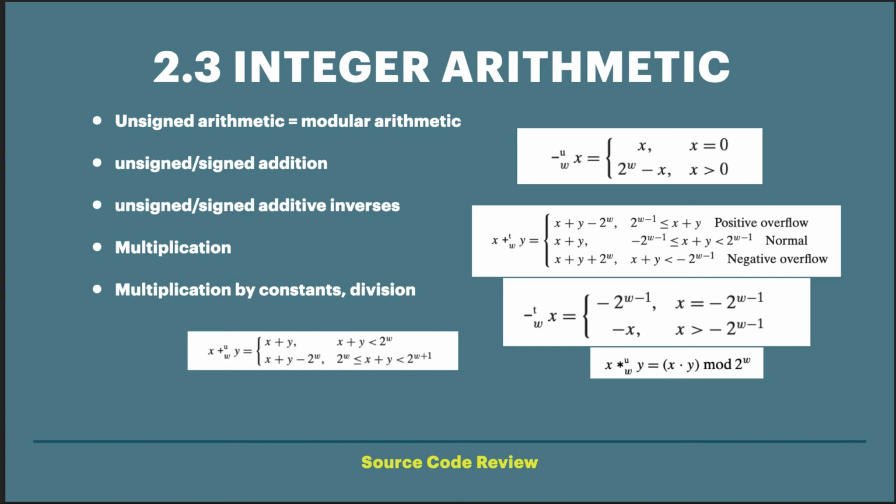Multiplication is just modular arithmetic. Basically, you're just multiplying and then modding by the total number, 2 to the w, where w is the length of the bit vector. And that's just a way of getting only the things that didn't overflow, essentially.